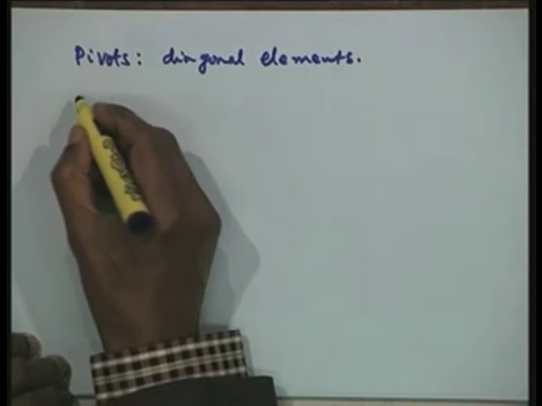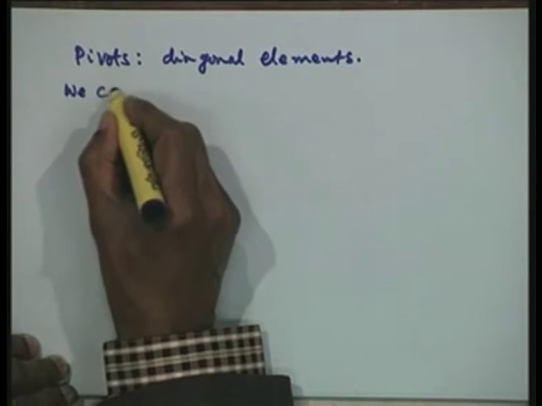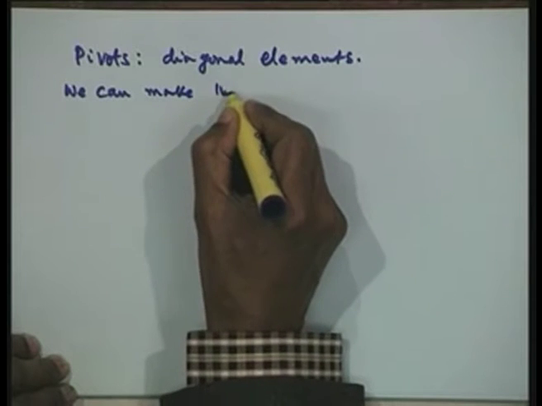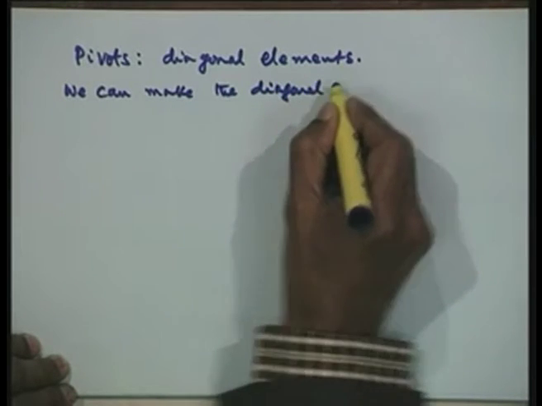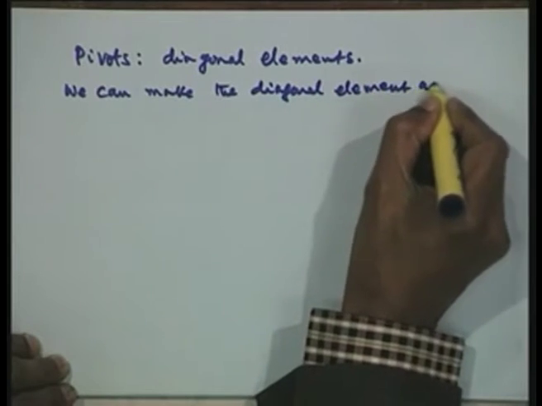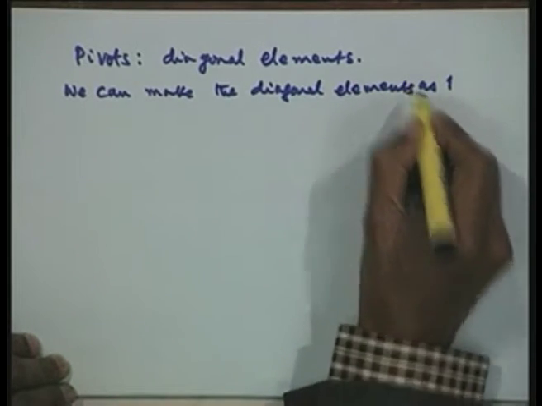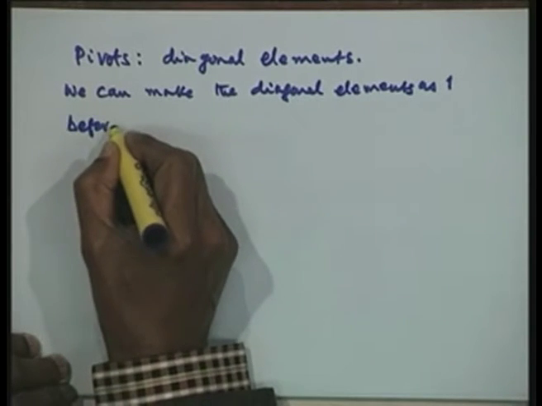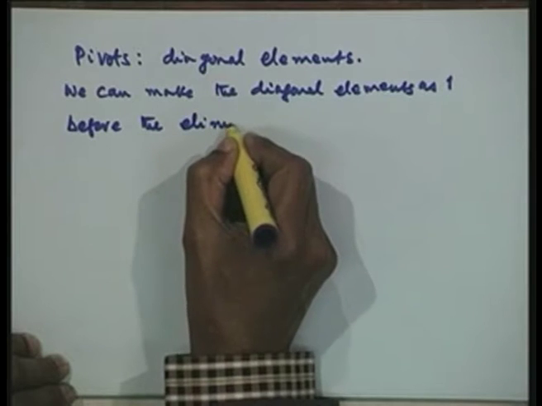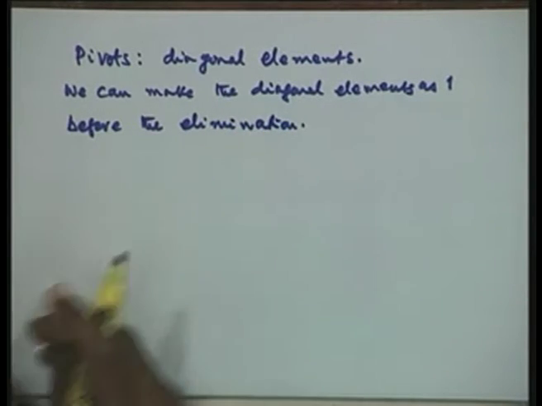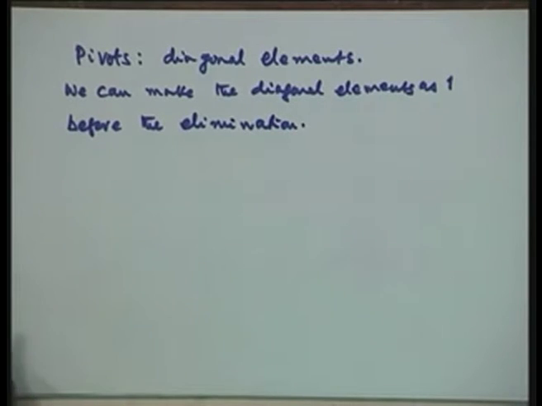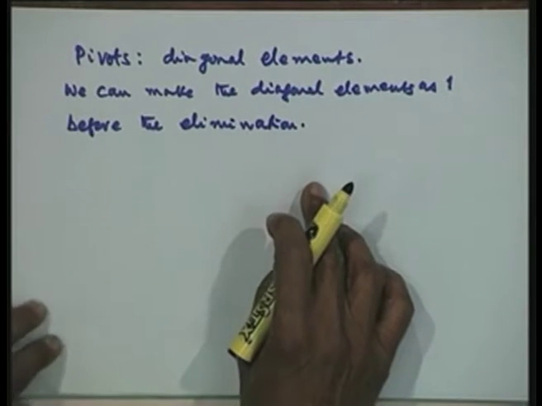So, what we stated was that we can make the diagonal elements 1, all diagonal elements 1, before the elimination. Now, as I said, this will be very useful for hand computation. The question which I have asked, I will answer after taking an example of solving it: what happens when you have a pivot as 0, or what we should do in other cases.